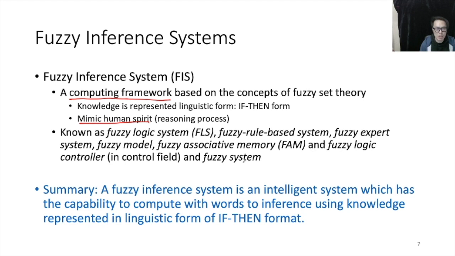Yeah, they refer to a very similar thing. So just to give a summary of what I just mentioned, a fuzzy inference system is an intelligent system. It demonstrates the capability to compute with words. That means we are going to use the membership function to represent the words in the if-then format. Based on the if-then format, we are going to develop some sort of human knowledge. And then based on this human knowledge, we are going to do the reasoning. Based on the input, we are going to deduce what kind of output it would be.